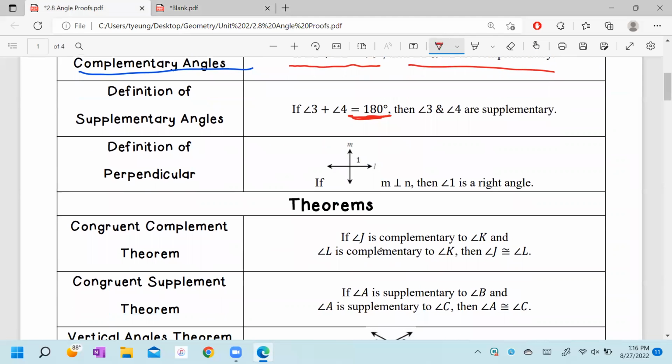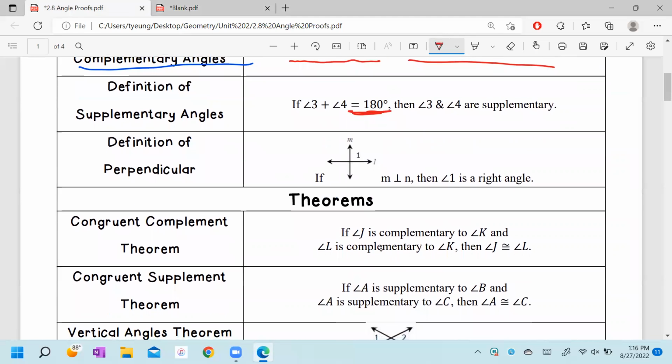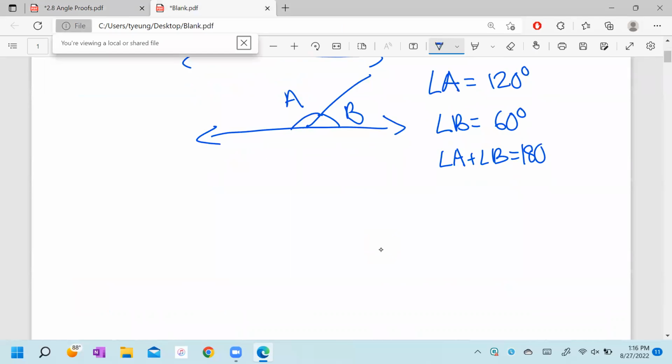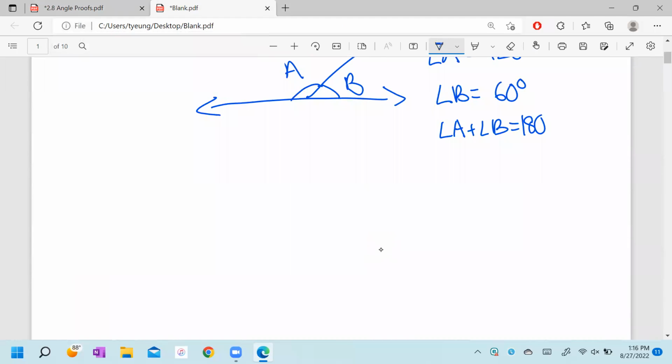Lastly, definition of perpendicular. So remember, perpendicular just means that we have two lines crossing. So one line like this, and we have another line like this. When we have two lines intersecting with one another, they create right angles. So this is a right angle, this is a right angle, this is a right angle, and this is a right angle. So you have angle 1, angle 2, angle 3, and angle 4. Those are all right angles because we have a perpendicular.